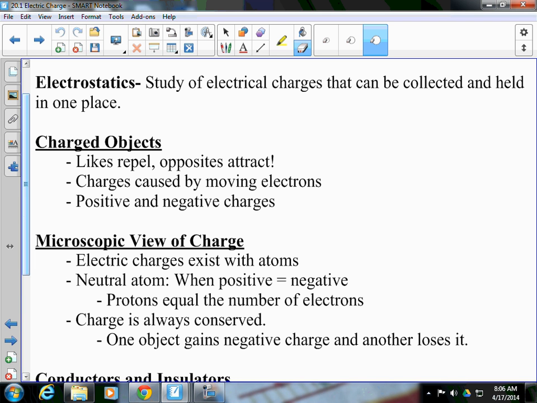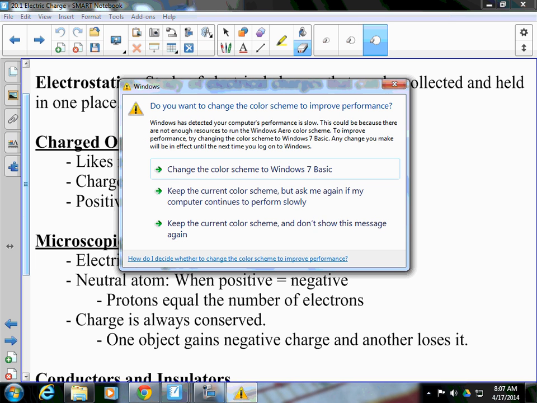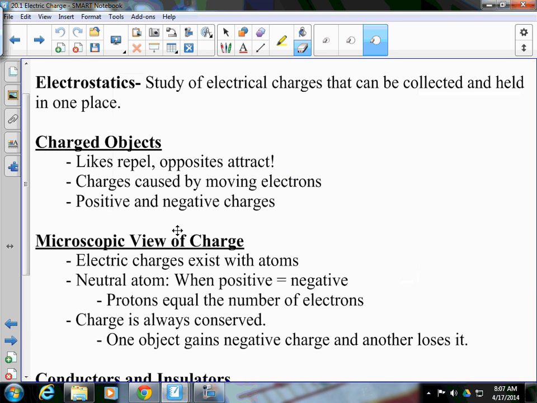Electrostatics is just a definition given to the study of electrical charges that can be held in one place. Charged objects. When we're talking about electricity, it's the flow of a charged object. We have positive charges and we have negative charges. Likes repel, just like two sides of a magnet, and we're going to be talking about magnets. Likes repel and opposites attract.